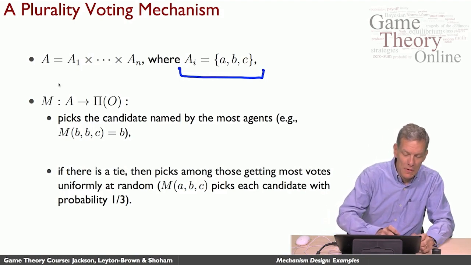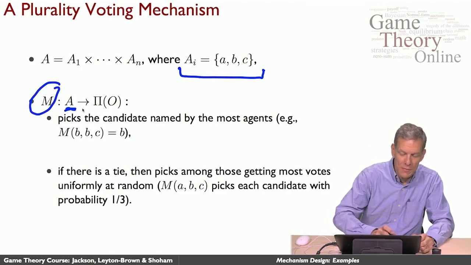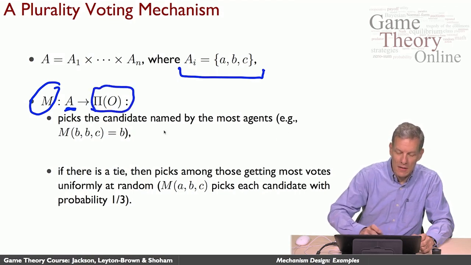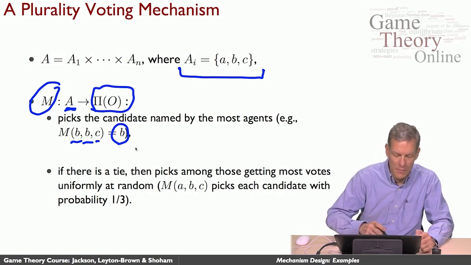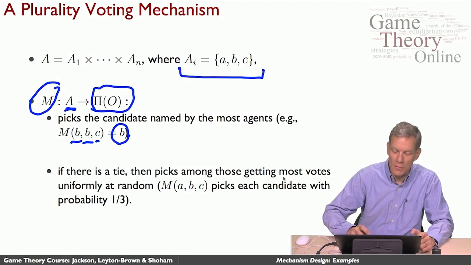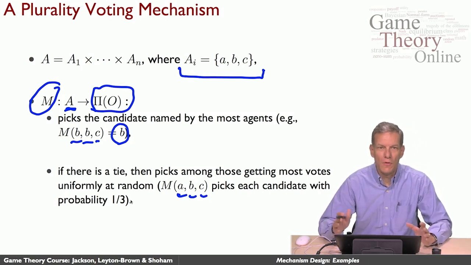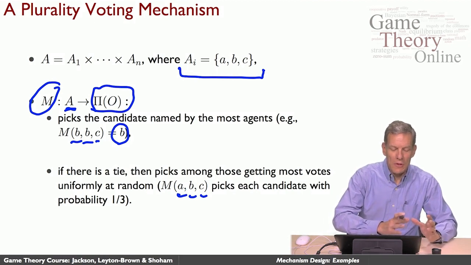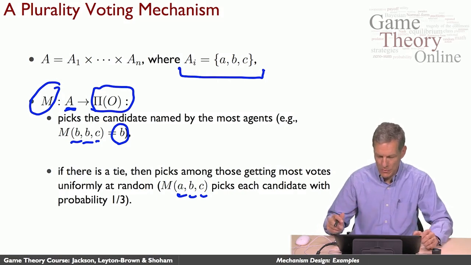Then the mechanism takes those announcements that the people have made and makes a choice of outcomes, which could be random. And in particular, if, for instance, the votes were B, B, and C, then it would pick candidate B. That would be the person named by the most. If there's some tie, then it's going to randomize and it's going to pick among those getting the most votes. So for instance, if you had a society that split a third A's, B's, and C's, then it would pick each candidate with probability 1/3. So that's the outcome function, which is mapping from the announcements of the agents into some distribution over outcomes.